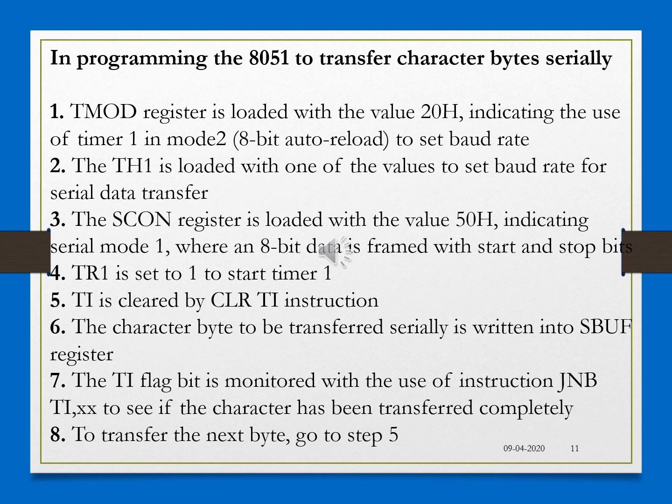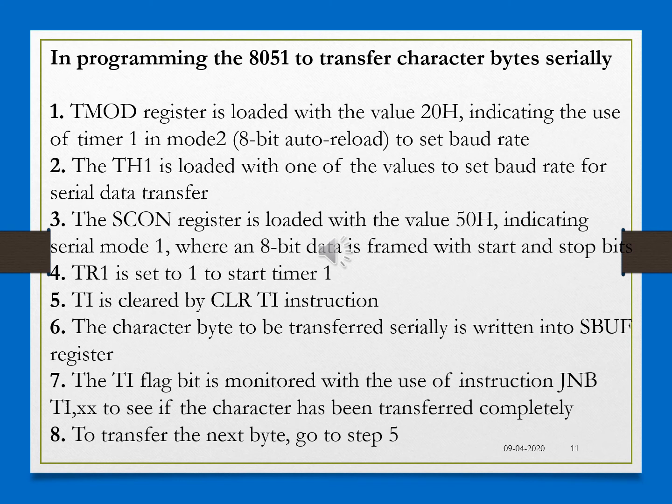Then, according to the baud rate you have decided, the initial value has to be loaded into the TH1 register of timer 1. Then the SCON register has to be loaded with the value 50H, indicating serial mode 1, where you have 8 bits of data, 1 start bit and 1 stop bit, right?